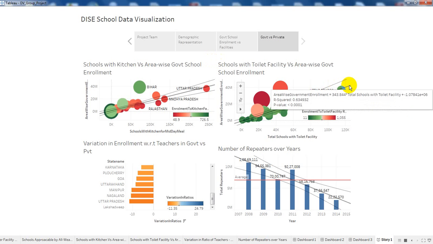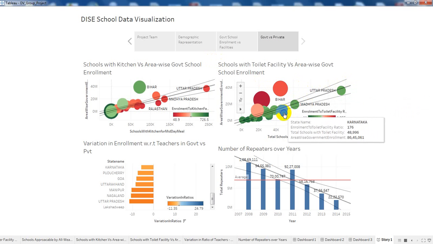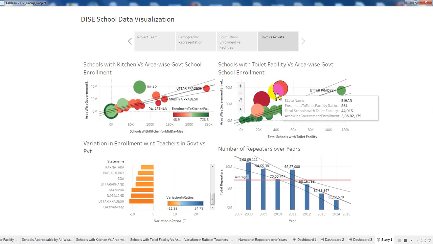Moving to the toilet facilities, we can see that they also play an important role, with an R squared value of 0.63. The states of Uttar Pradesh and Madhya Pradesh attract a lesser number of people with the toilet facilities. In contrast, the states of Bihar and West Bengal attract more students to schools having toilet facilities.